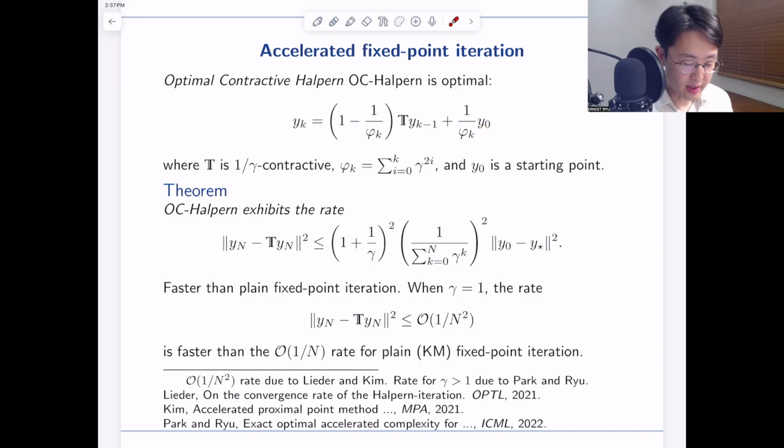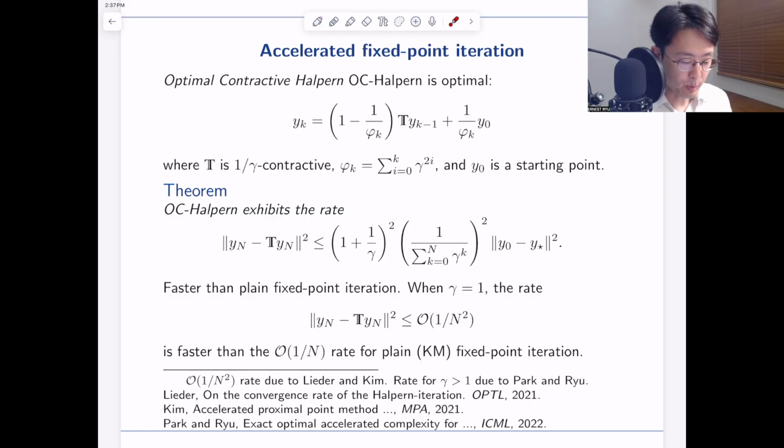The key here is this phi_k parameter. This determines the weights that go into this weighted average. Phi_k is defined in this way. So phi_k is an increasing sequence, so 1 over phi_k decreases. So the weight that goes into mixing in y_0 diminishes as the iterations progress.